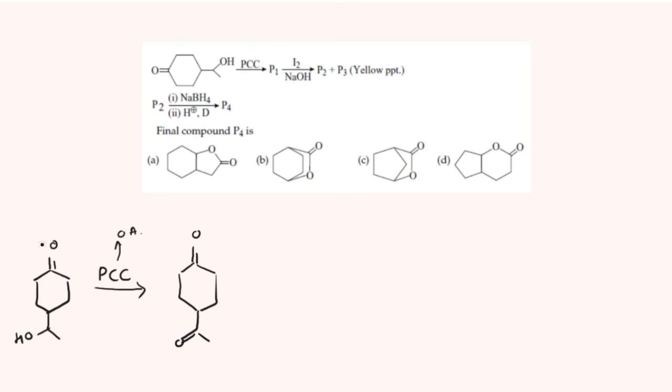What about the ketone present here? No change with respect to this. It will remain as it is. So this is our product 1. So P1. Now, this is treated with iodine in NaOH.